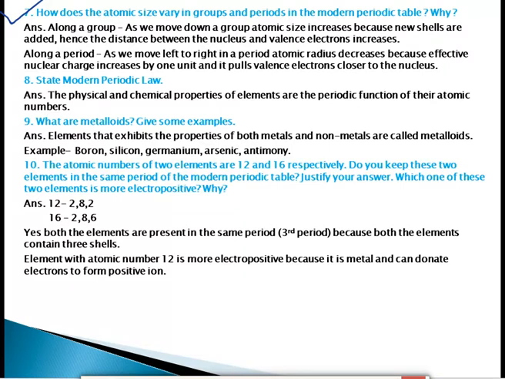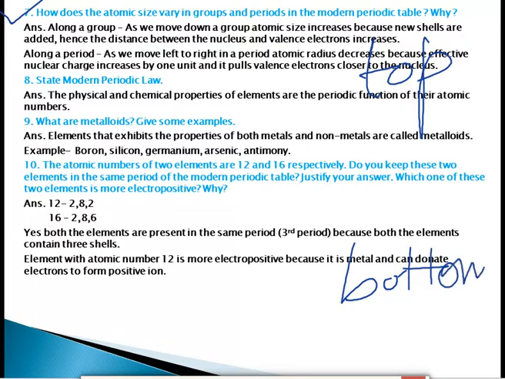First, let us discuss a group. When you move from top to bottom in a group, how many groups are there? 18 groups are there. So when you move from top to bottom in a group, what happens? Atomic size increases. And why does atomic size increase? Because new shells are added. When you move from top to bottom in a group, new shells will be added, one shell for each of the elements.